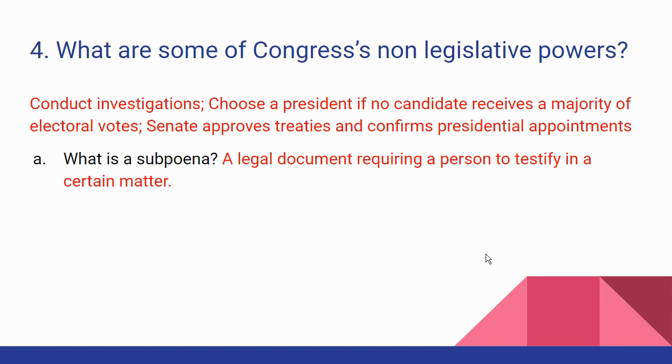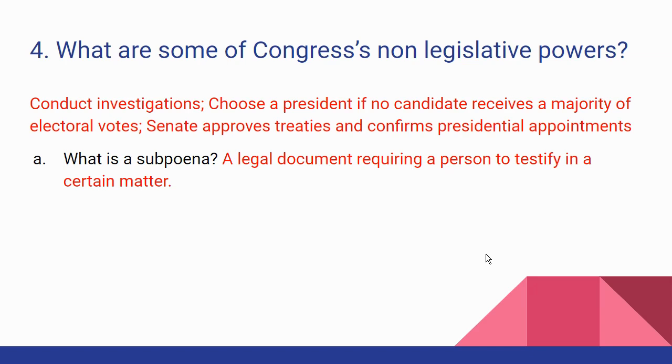Now, most people get subpoenas in court, from courts, not from the Congress. Most of us are never going to go before Congress. But they have that power, and that is a non-legislative power where they can force someone to come and testify. Now, the person can always plead the fifth or something like that, not actually answer many questions, but that is something they can do.